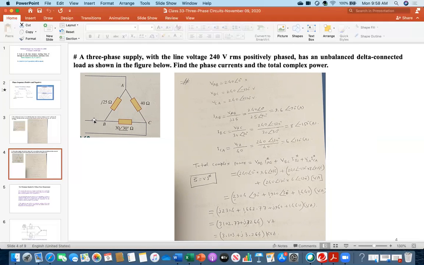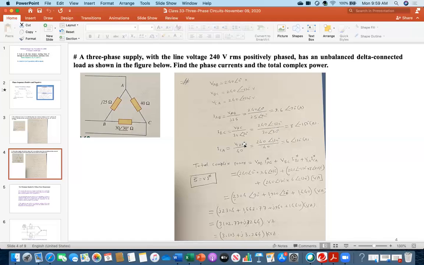Line voltage means line to line, between these two lines is 240 volts, and they have the positive sequence, meaning that if this is A phase, then B phase will be minus 120, C phase will be plus 120. So everybody see, first I'm writing VAB, then VBC, VCA. You see, A, B, C sequence, minus 120, plus 120. And then I am calculating IAB, which is VAB over this one, j25. I am getting this one. Similarly, I calculated IBC, ICA.